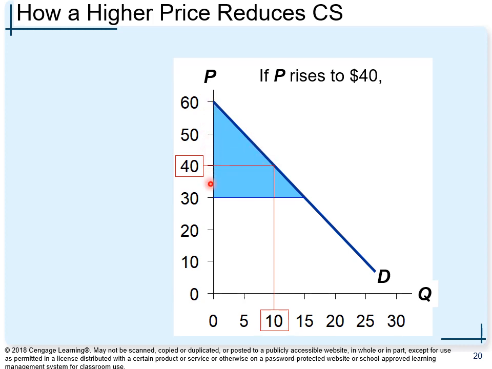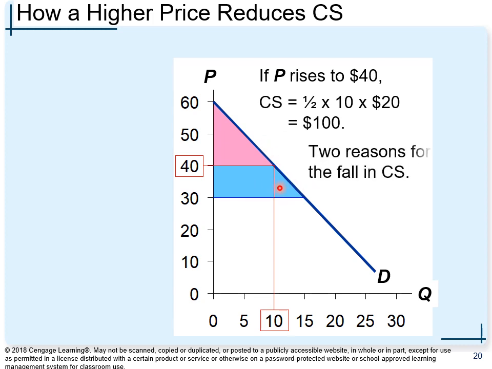And actually, if we calculate this amount right here, this trapezoid right here, then the area of that trapezoid is going to be the loss of consumer surplus due to that increase in prices. So the new consumer surplus is going to be 100, so it got reduced. And we can split that loss right here. We can split it in two. There are two reasons why this consumer surplus falls.